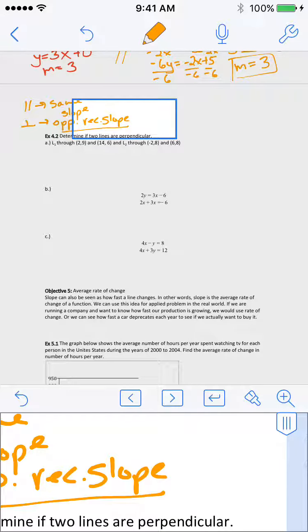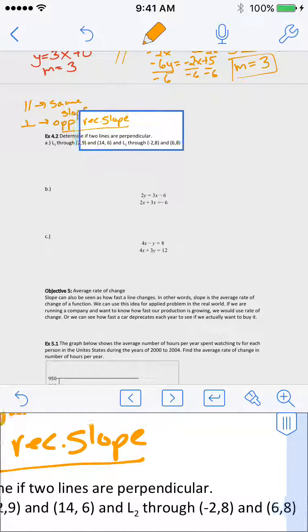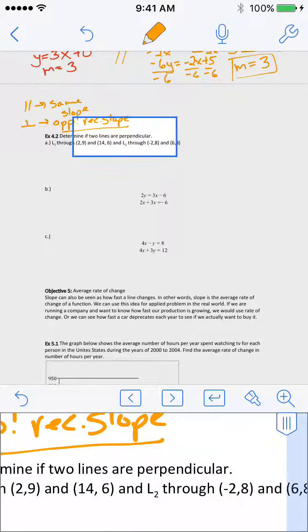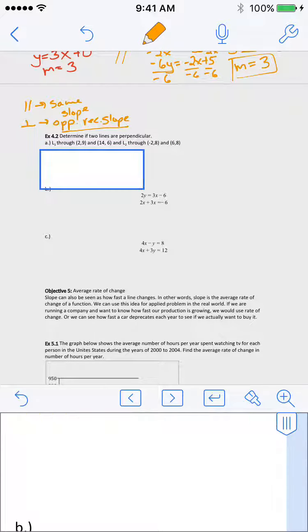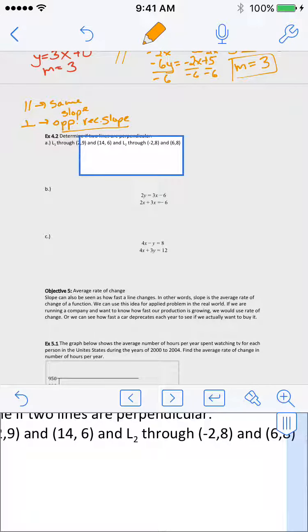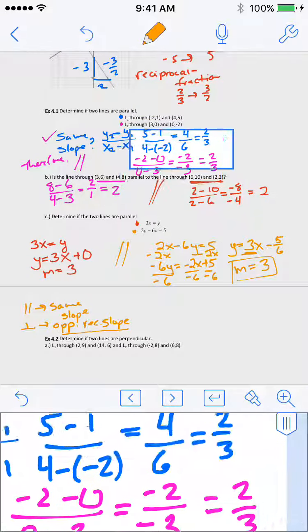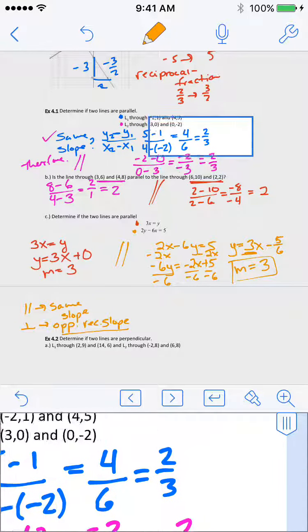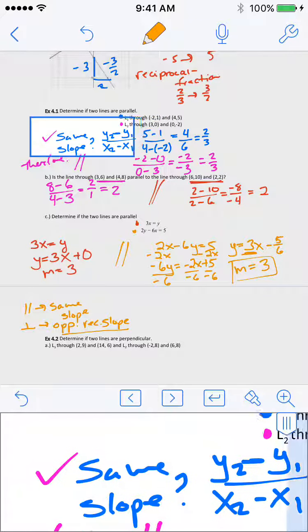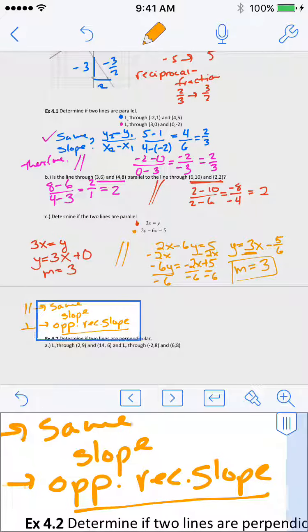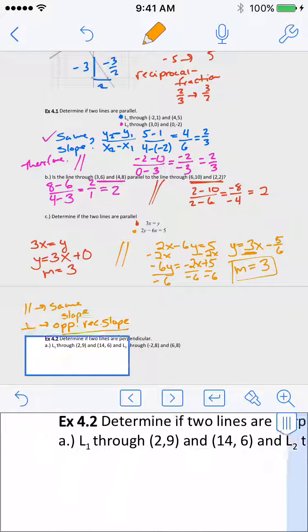So now we're going to do the same thing, and we're going to see if they have opposite reciprocal slopes. So let's determine if 2 lines are perpendicular. Line 1 through (2, 9) and (14, 6), line 2 through (-2, 8) and (6, 8). So let's take a look at that. Luckily, the process is the same thing. We still need to compare slopes, so we will still use the slope formula. We're not going to check that they're the same now, though. We're going to check that they are indeed opposite reciprocal.